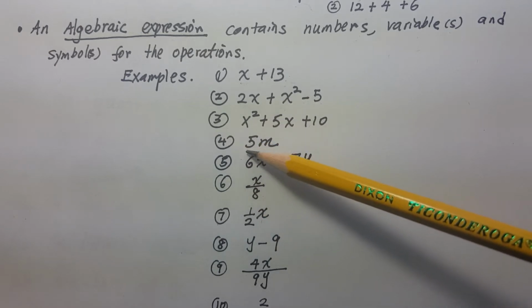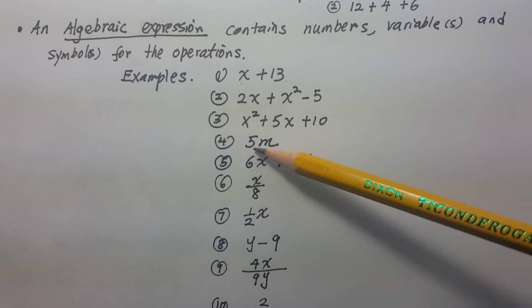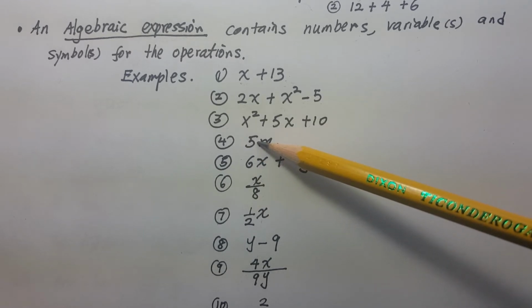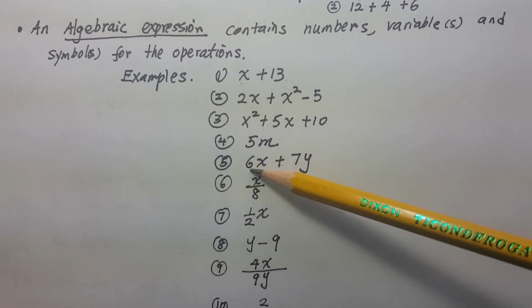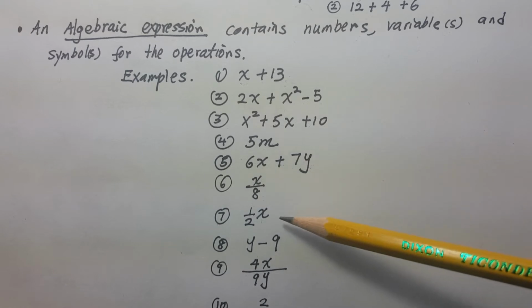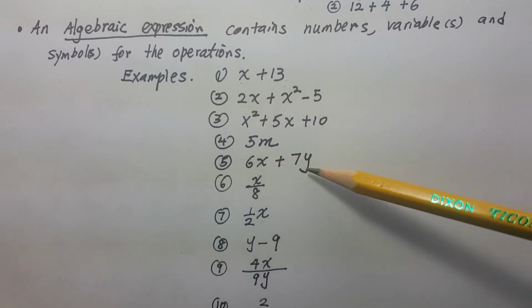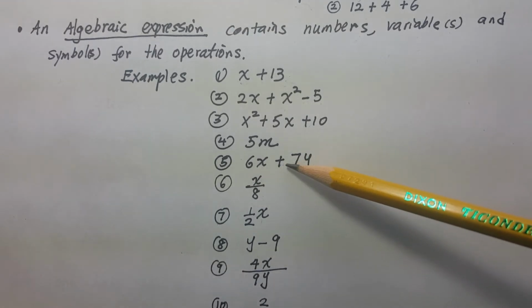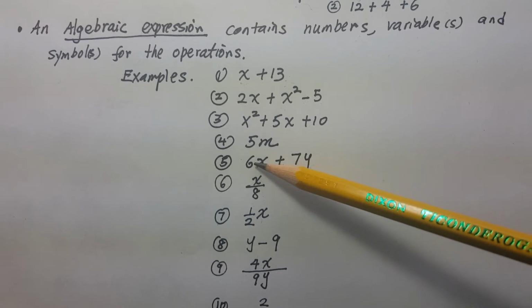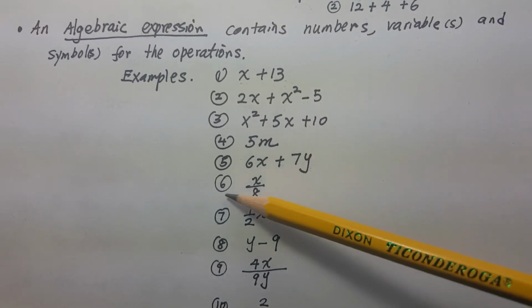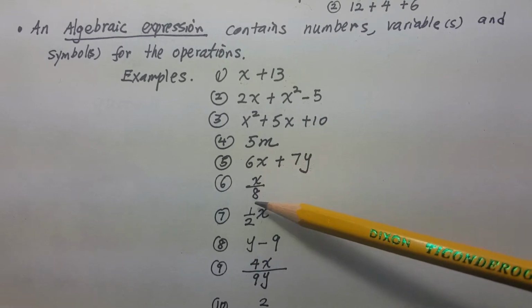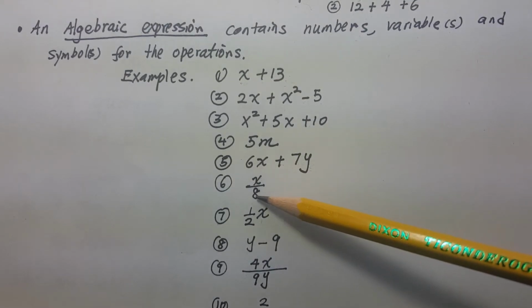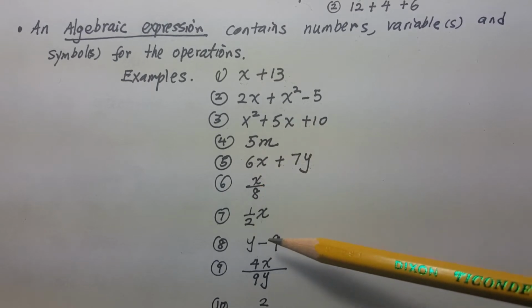Number 4, 5m. Number 5 and m. In between is multiplication. Number 5, 6x plus 7y. We get numbers 6 and 7, and then we have variable x and variable y. And then we have addition, multiplication, multiplication. Number 6, you got x divided by 8. We have a variable, we have a number, and we have a division.